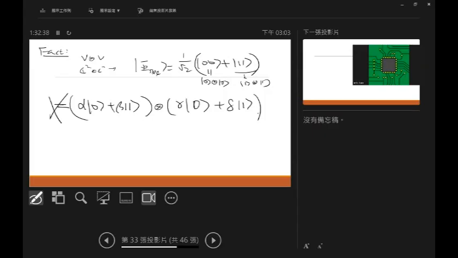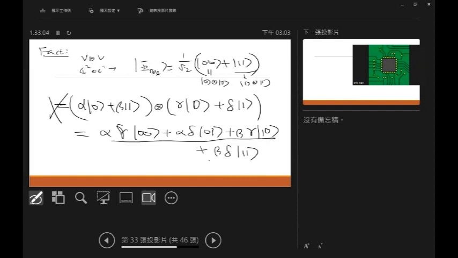This is an interesting question, because we are doing a tensor product. I'm claiming that this Bell state cannot be written as one state from the left and another state from the right. The proof is simple. You write it down and get alpha gamma |0,0> plus alpha delta |0,1> plus beta gamma |1,0> plus beta delta |1,1>. For this to be the same as 1 over square root of 2 times (|0,0> plus |1,1>), the cross terms must be 0, because |0,1> and |1,0> are different, orthonormal basis states. So alpha delta must be 0, and beta gamma must be 0. If alpha delta is 0, then alpha is 0 or delta is 0, and also beta is 0 or gamma is 0. Obviously this cannot be true.